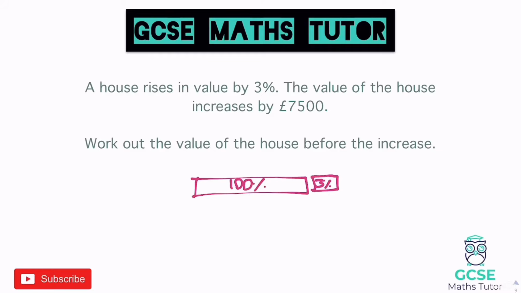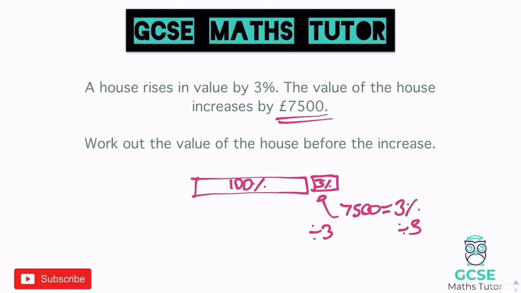So again, identifying what is this 7,500? Is it the original 100% or is it the 3%? Now it says it rises, it increases by 7,500. So that 7,500 is my 3%. There you go, and again we want to know 100%. I can't straight away times 3 to get to 100, but I can divide both of these by 3 to find out what 1% is.